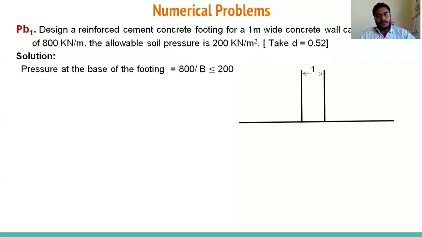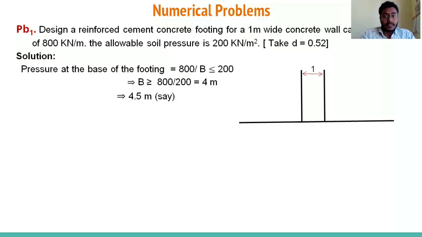So the pressure at the base of the footing. Suppose capital B is the width of the footing. The pressure at the base of the footing should be less than or equal to 200, that is the allowable soil pressure, right? So we can calculate: B will be greater than or equal to 800 by 200, which is 4 meter. To be on the safer side, we are assuming 4.5 meters. It is required only 4 meter, but we are providing 4.5 meter to be safer.